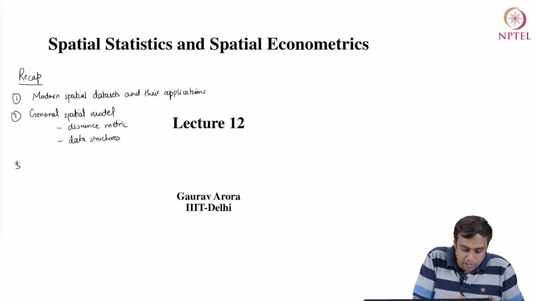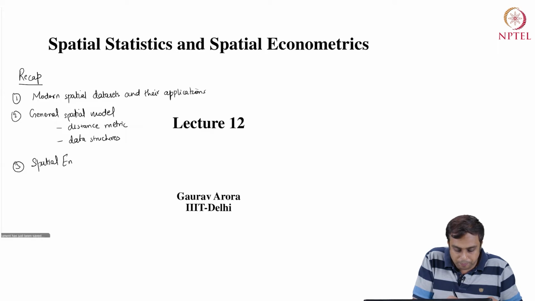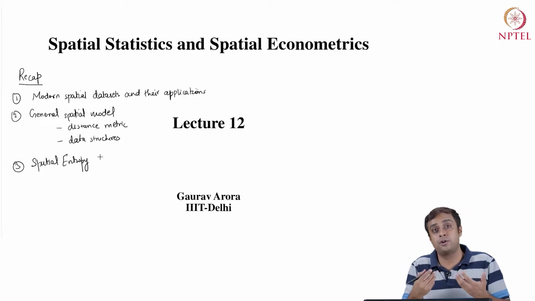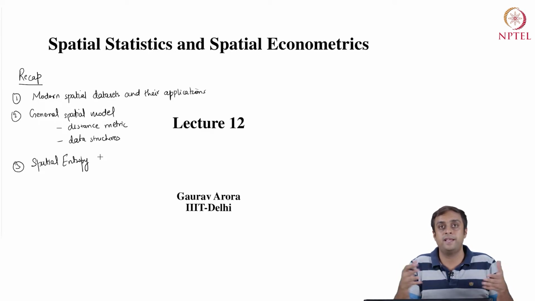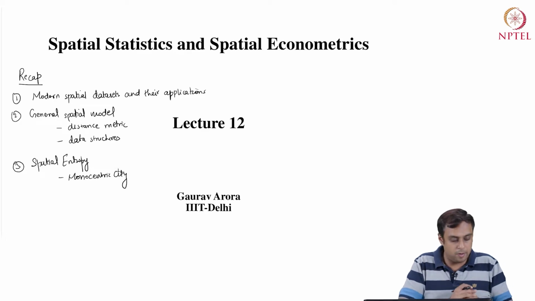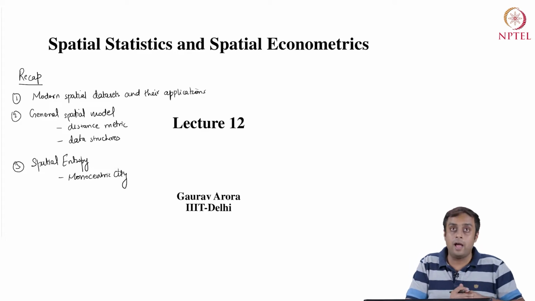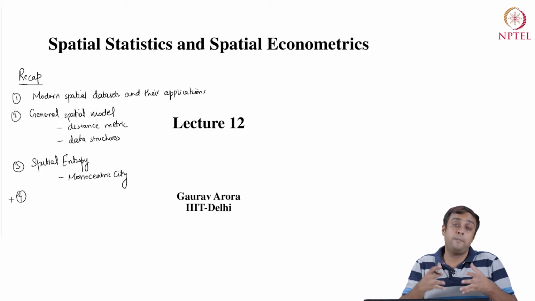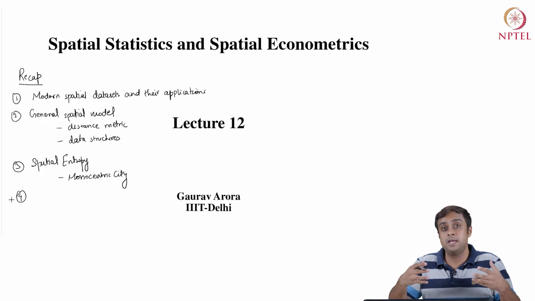After that, we changed our gears a little bit. We looked at this concept of spatial entropy, right? We took entropy as a measure of variation in space, general variation in space, and then we used this pattern to provide a model for a monocentric city.